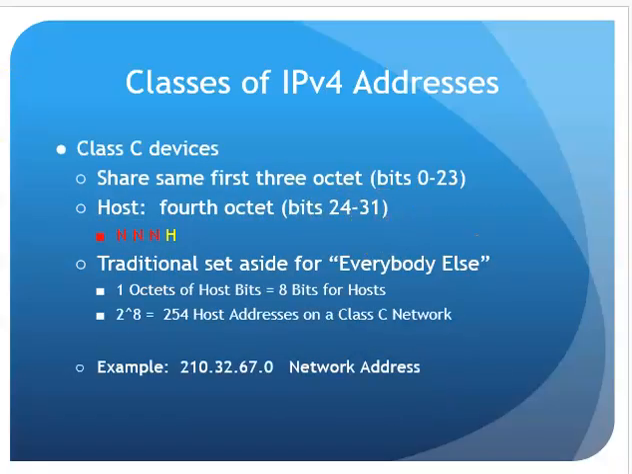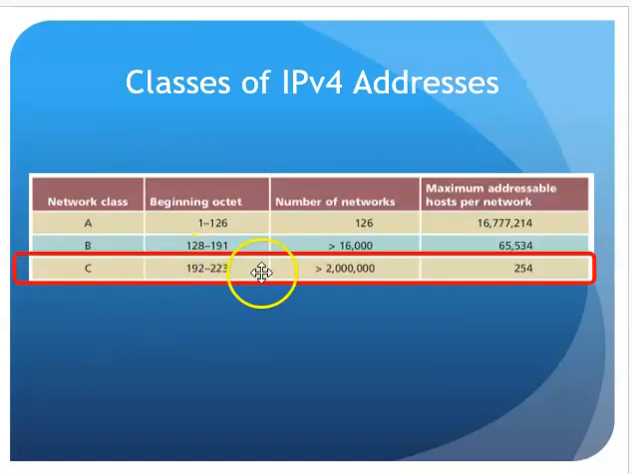Class C: if I was just a regular person or a small business or even a university, and you didn't fit in those other categories, you would have gotten a Class C address, which meant IANA dictated the first 3 octets. The last octet was up to you to use how you wanted. There are 8 bits there, so 2 to the 8 gives you 254 host addresses that you could use for your network. With a Class C, the first octet is in the 192 to 223 range.